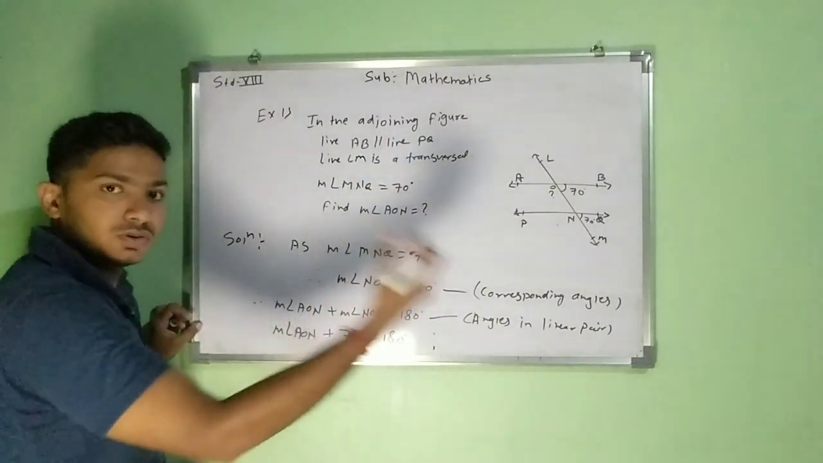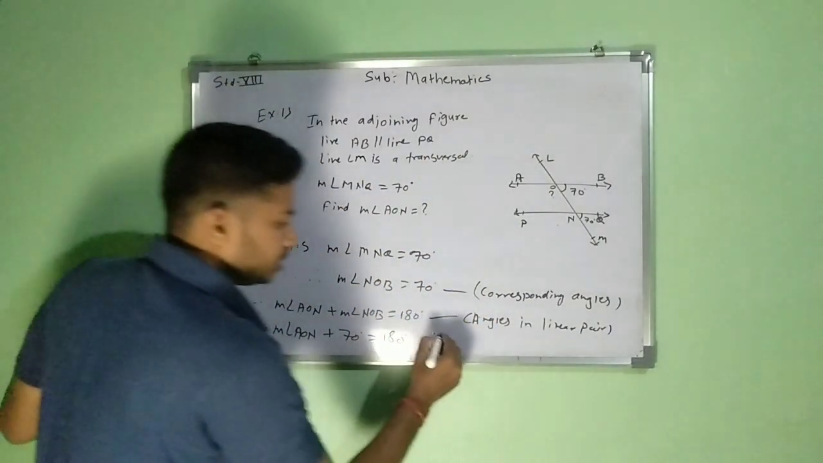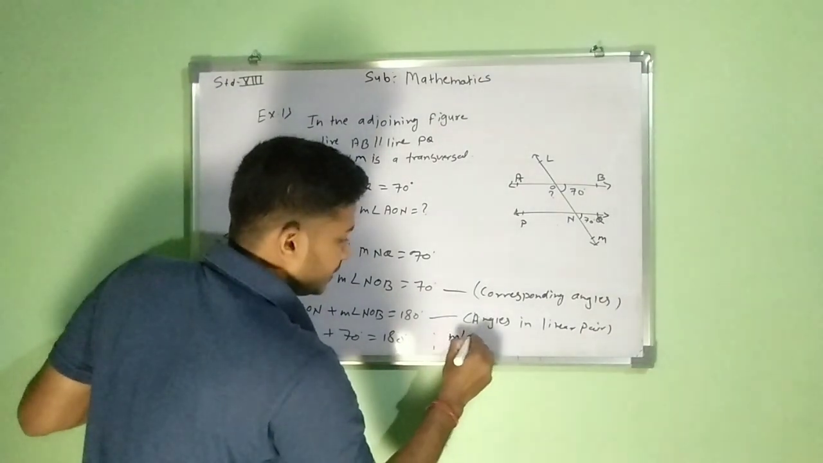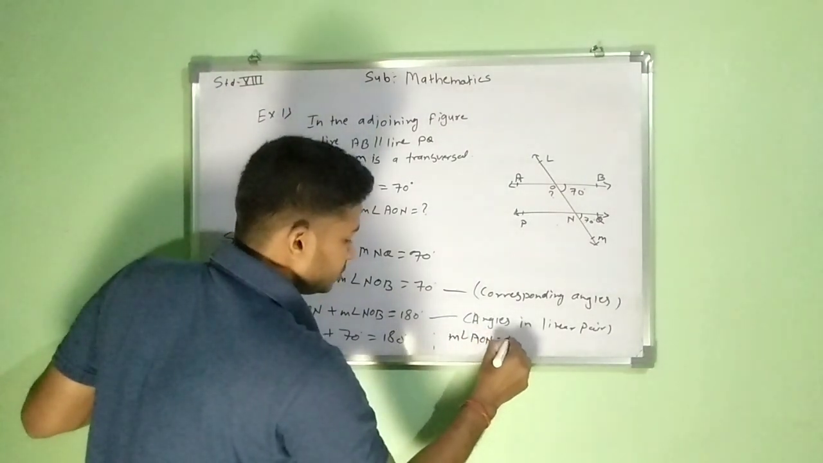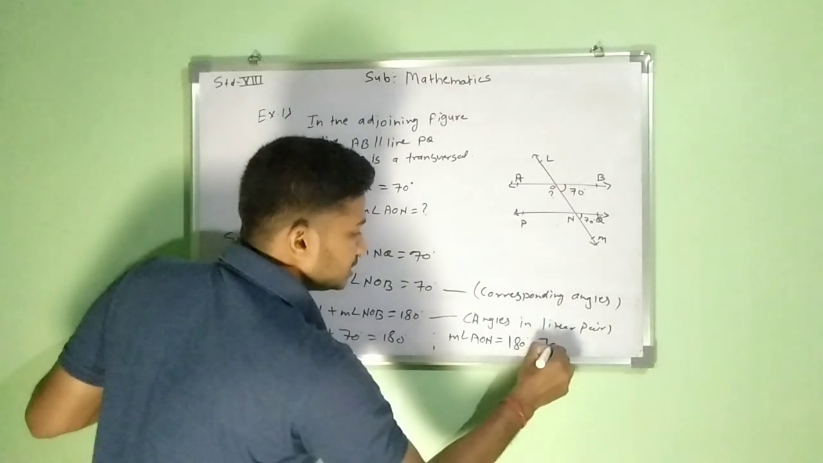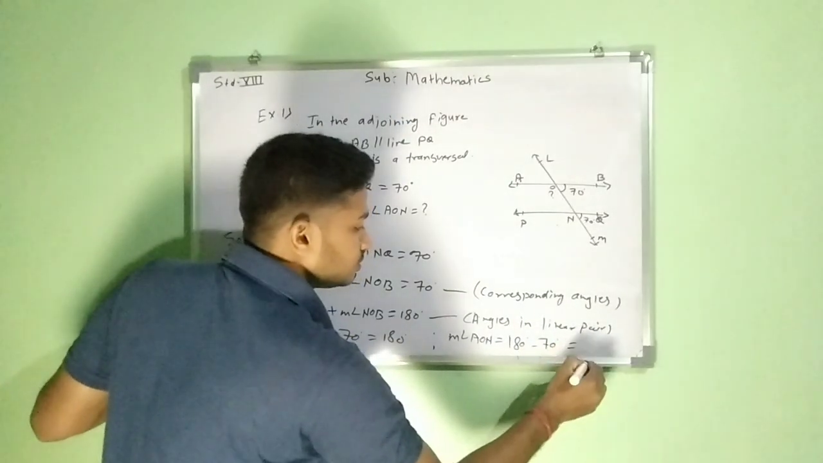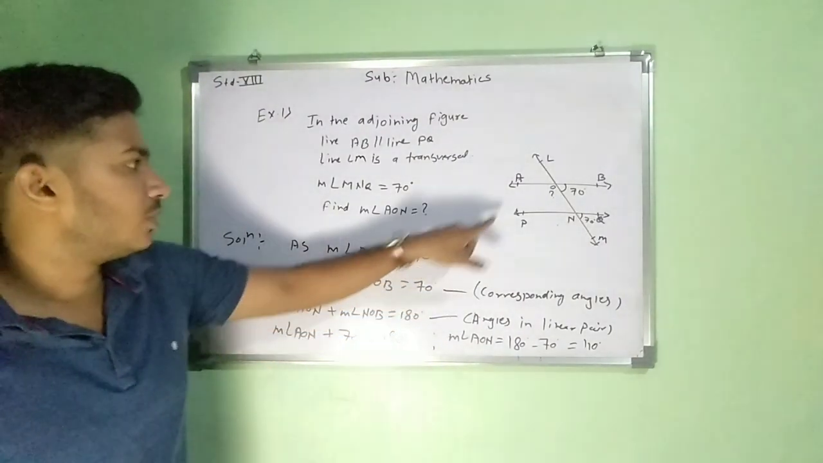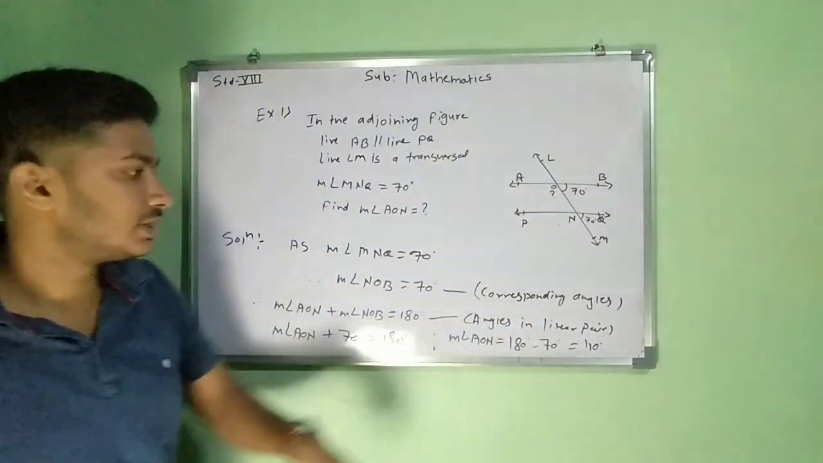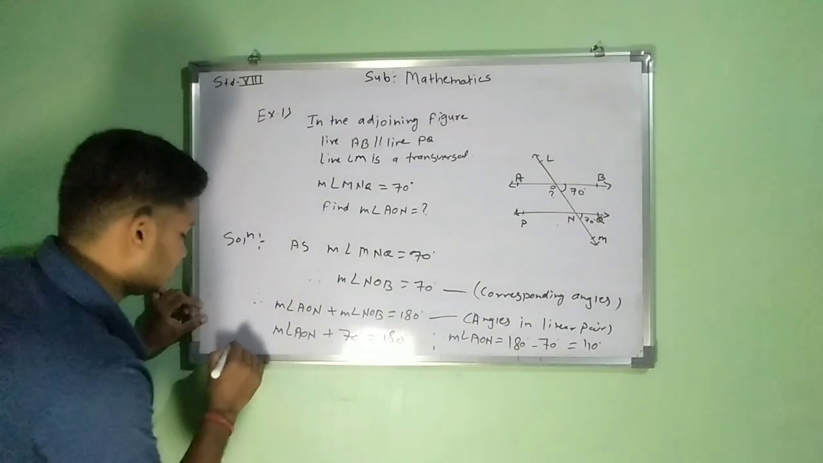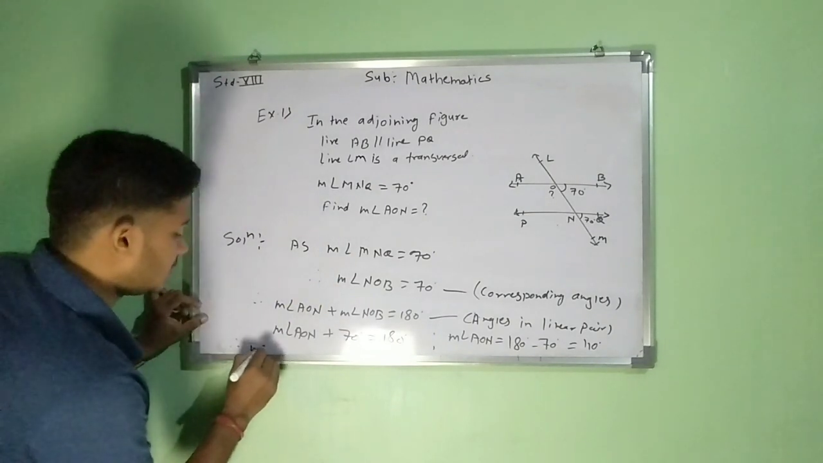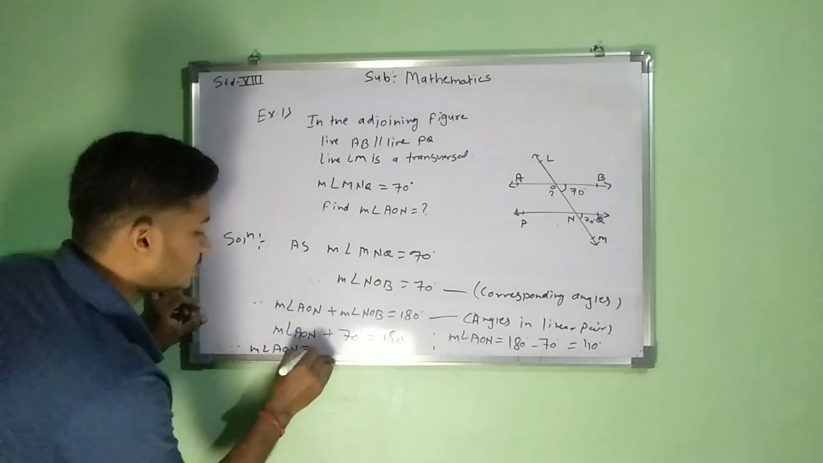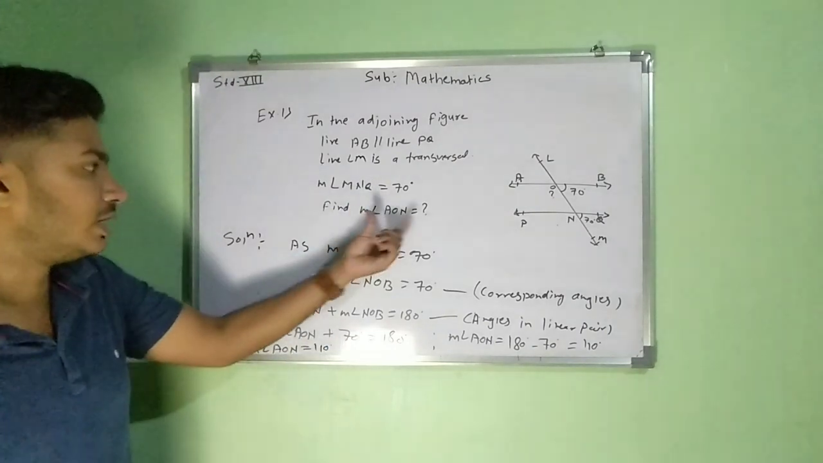Therefore that 70 degrees will go to the right hand side, it will become negative. Measurement of angle AON is equal to 180 degrees minus 70 degrees, which is equal to 110. Okay, so we got the measurement of AON as 110 degrees. Therefore measurement of angle AON is equal to 110 degrees. That is what we have to find.